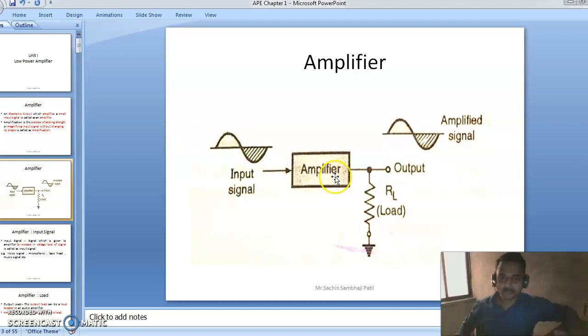So this amplifier block increases the voltage of the input signal. Amplifying or magnifying the strength of the input signal is called an amplifier. We get the amplified output signal here, across the load resistor RL, which is connected at the output of the amplifier.